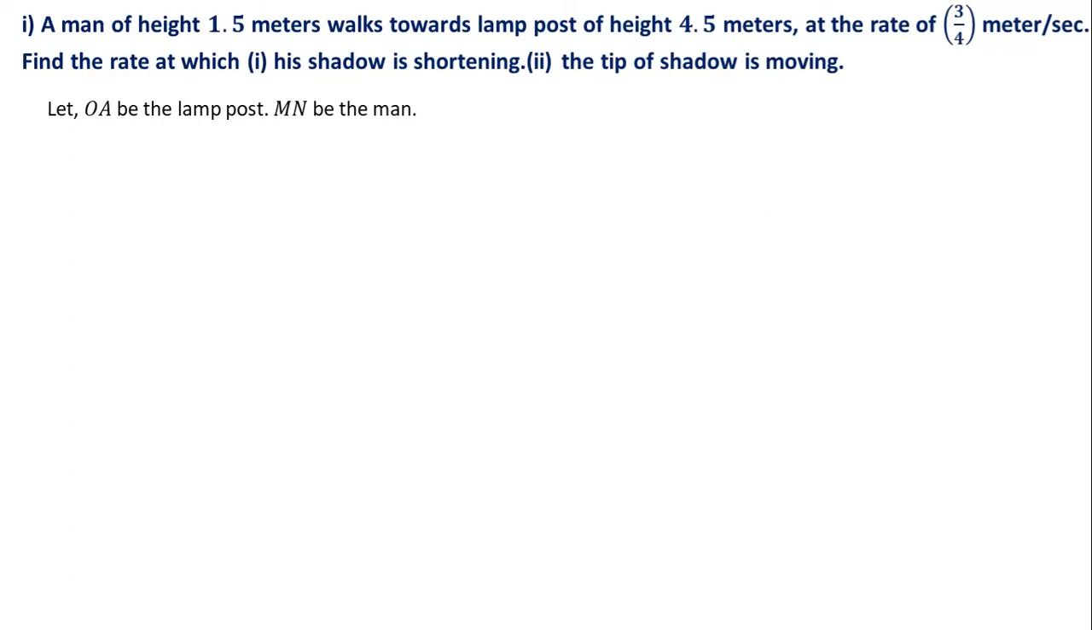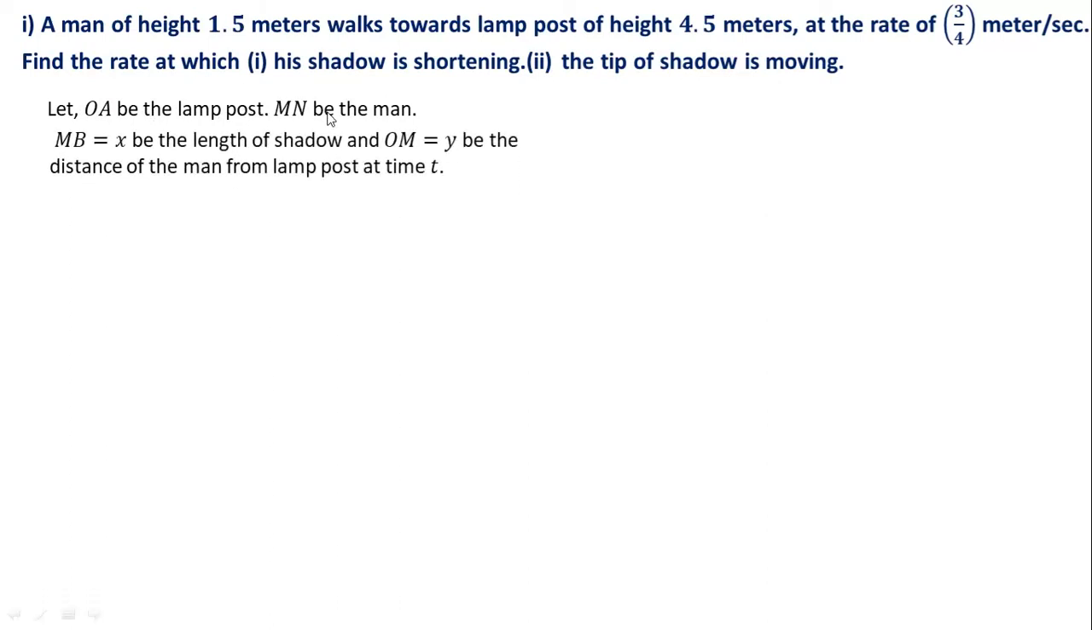First of all, I will consider OA be the lamp post and MN be the man. Now see this diagram here. As per the assumption, OA is the lamp post, MN is the man, and MB is the shadow of that man, and let us consider x be the length of the shadow here, and OM is equal to y be the distance between man and lamp post. Okay, so this is y.